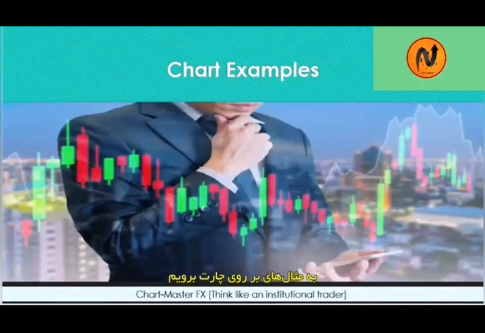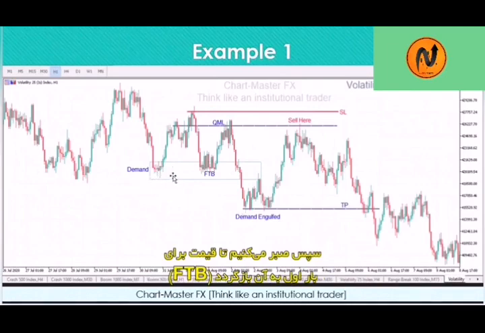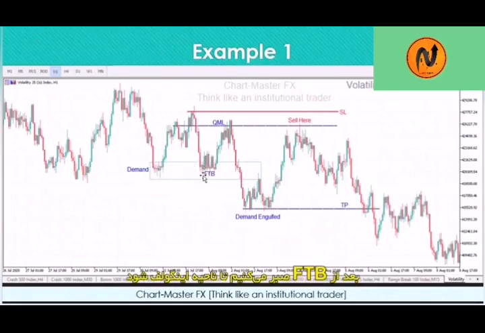So guys, let's go to some chart examples so that we can spot these things on the actual charts. This is example number 1. We are on the Volatility 25 (1s) index on the H1 time frame. As you can see here, we have our demand. Once we have our demand zone, we wait for the price to make a first time back. Once the price makes a first visit to the demand, then we wait for the demand to be engulfed. Once the demand is engulfed, then you can trade your Quasimodo.